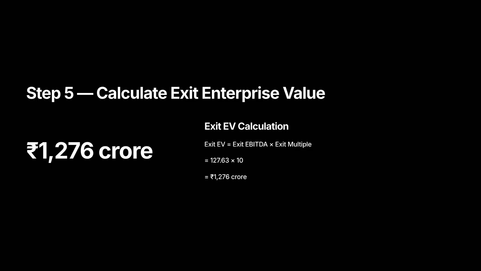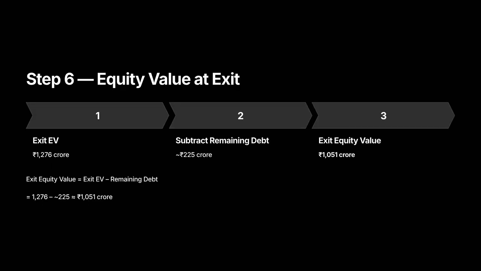Step 6. Equity value at exit. Now subtract the remaining debt. Exit equity value becomes 1,276 minus roughly 225, which lands near 1,051 crore. This is the number LPs care about.